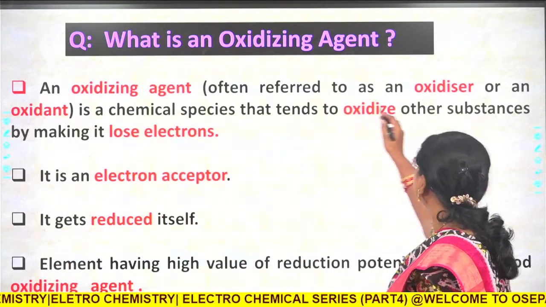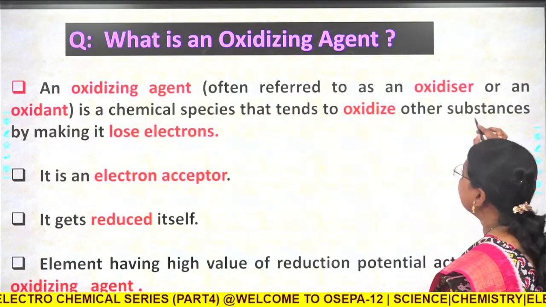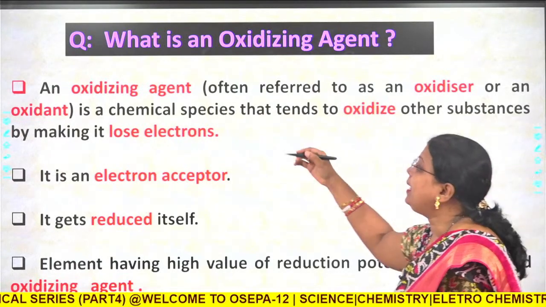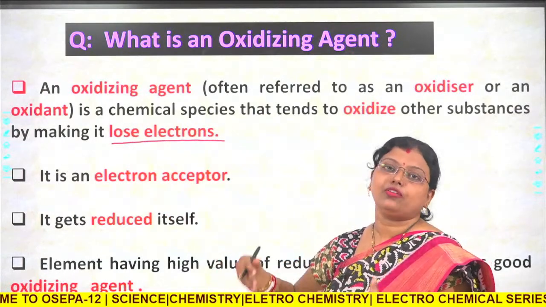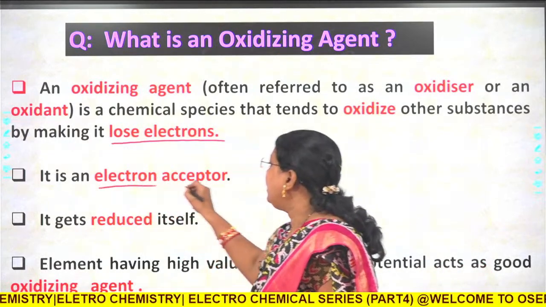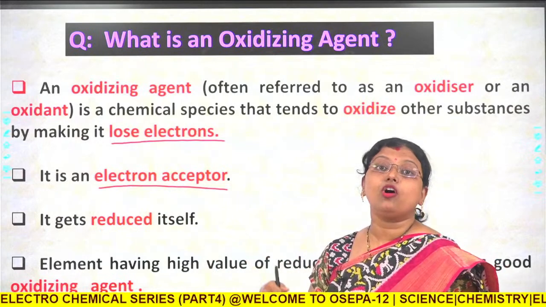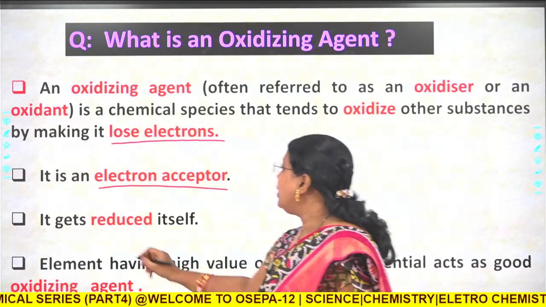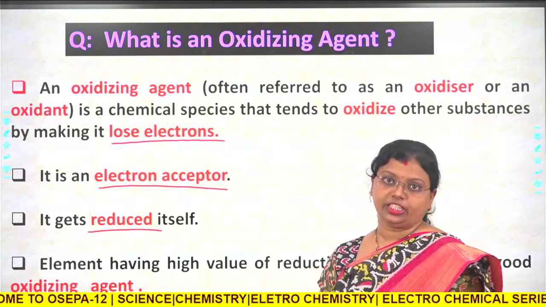So, an oxidizing agent is a chemical species that tends to oxidize other substances by making them lose electrons. It helps in the loss of electrons of others by accepting electrons. So it is an electron acceptor, it will accept the electrons which are lost by others. So it gets reduced itself, that means it undergoes reduction.